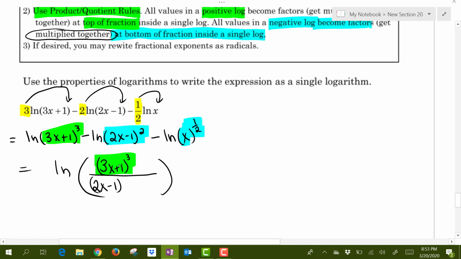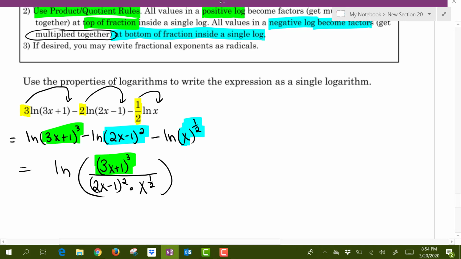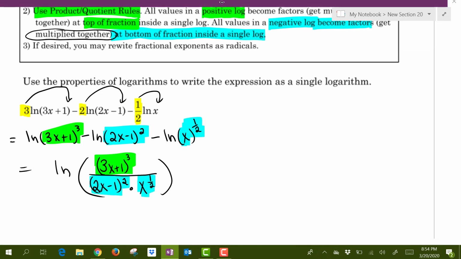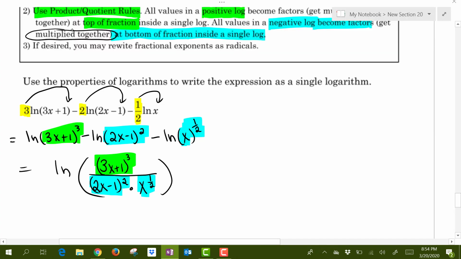So it looks like this. 2x minus 1 squared is in a negative log, so it goes at the bottom of the fraction. And it's going to be joined together by multiplication to anything else that's also in a negative log. So that becomes times x to the 1/2 power. So anything inside of a negative log just automatically gets multiplied. So not added or subtracted, but multiplied together at the bottom of that single log.